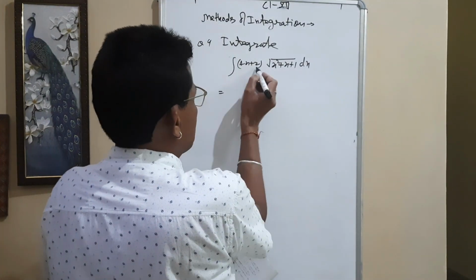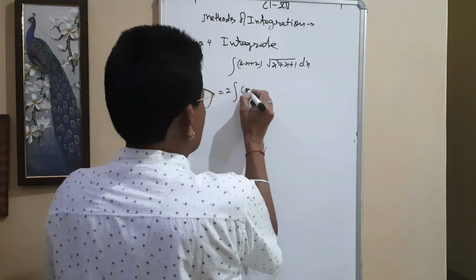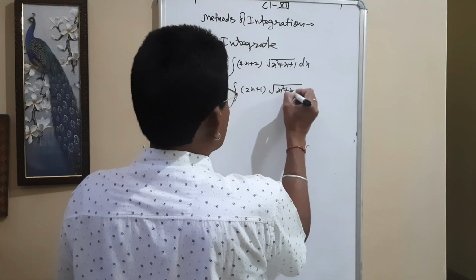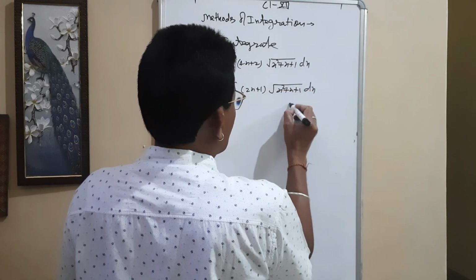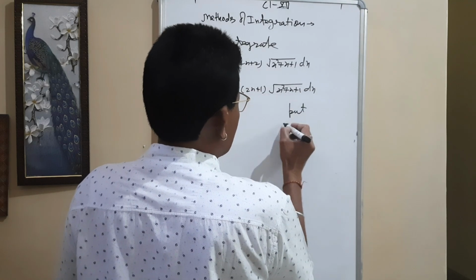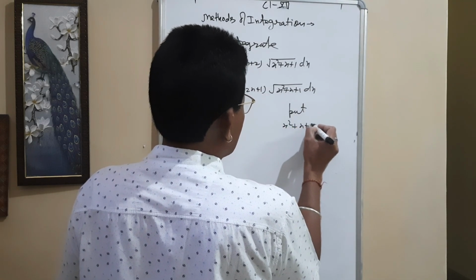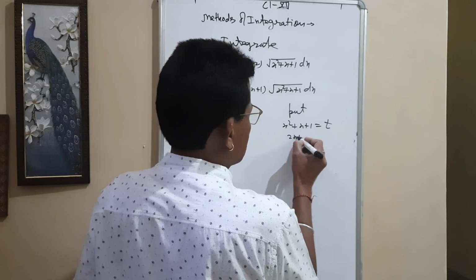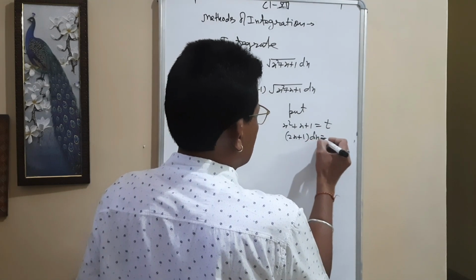Suppose I take 2 common out of it. Then it means 2x plus 1, over x square plus x plus 1. Nothing else. Put x square plus x plus 1 equal to t. Then, differentiating on both the sides, 2x plus 1 dx will be equal to dt.